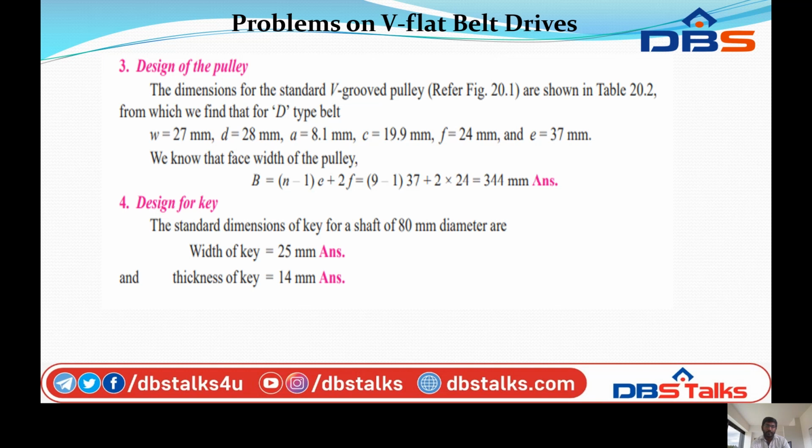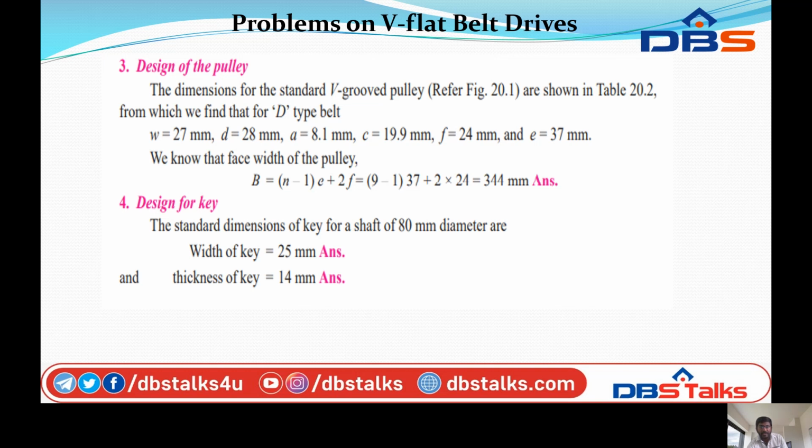Next, design of the pulley. The dimensions for the standard V-grooved pulley are as shown in the table. From this we find D-type belt. So in D-type belt, W is equal to 27 mm, D is equal to 28 mm, A is equal to 8.1, C is equal to 19.9 mm, F is equal to 25 mm, and E is equal to 37 mm.